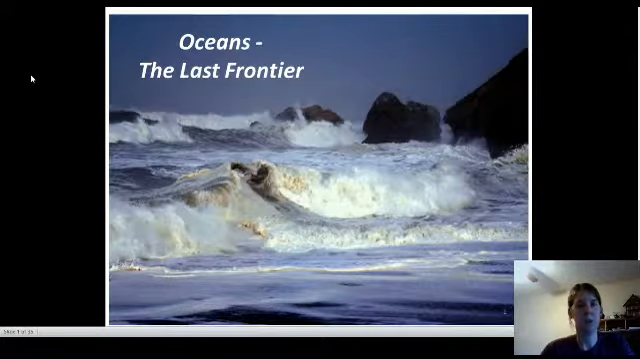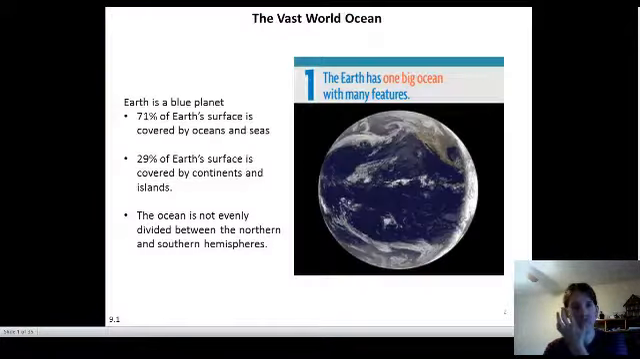So we're going to start with Chapter 9. This is entitled Oceans, the Last Frontier. We're just going to review some basics about the ocean. Technically, the Earth really has one big ocean with many features. All the oceans are interconnected. They're just divided up by arbitrary man-made boundaries.